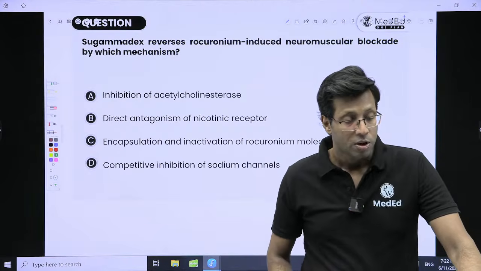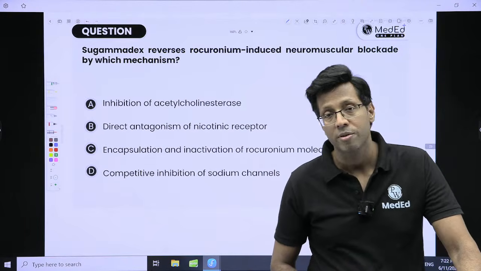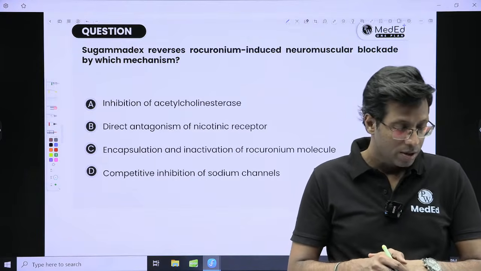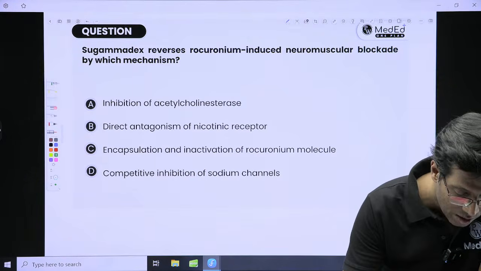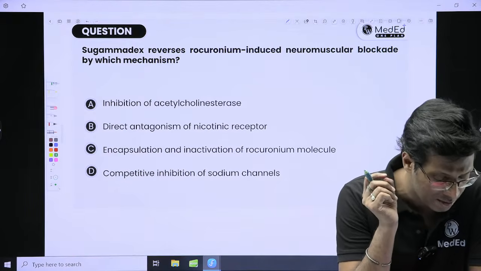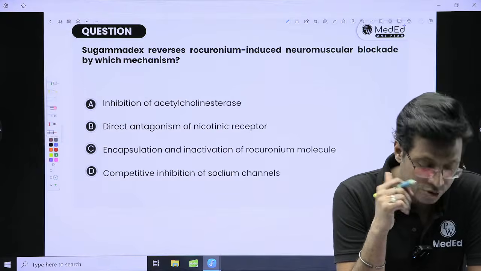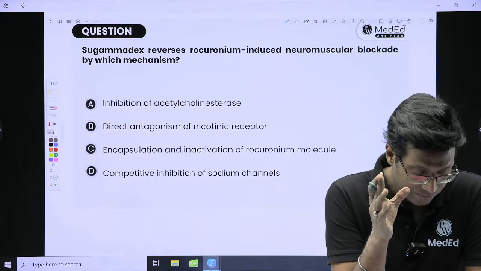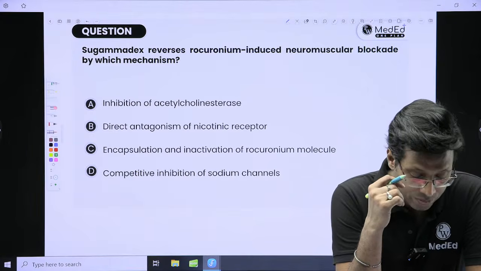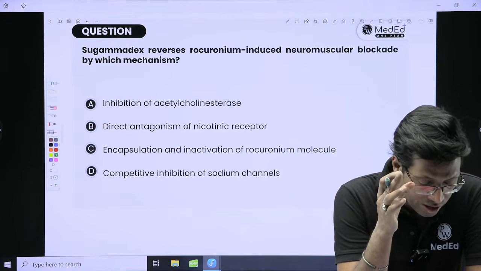Next question. Sugammadex till now has not been asked in FMGE, but last year it has been asked in NEET PG as well as INI-SET. So Sugammadex reverses rocuronium-induced neuromuscular blockade by which mechanism? Inhibition of acetylcholinesterase, direct antagonism of the nicotinic receptor, encapsulation and inactivation of the rocuronium molecule, or competitive inhibition of sodium channel.